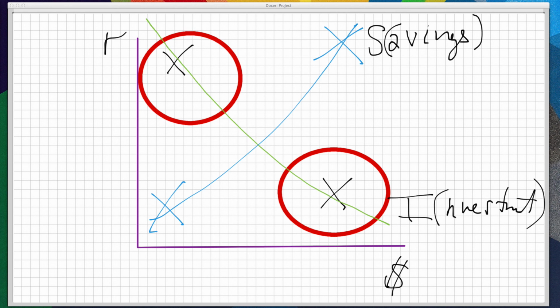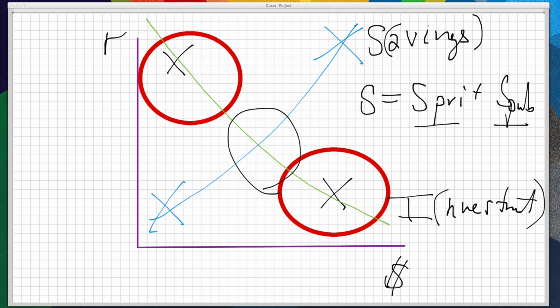Now, how savings and investment are affected comes back to the equality that we had originally, which is savings equals private savings plus public savings. So in class, we'll talk about how changes in these two things affect this picture and specifically this equilibrium.